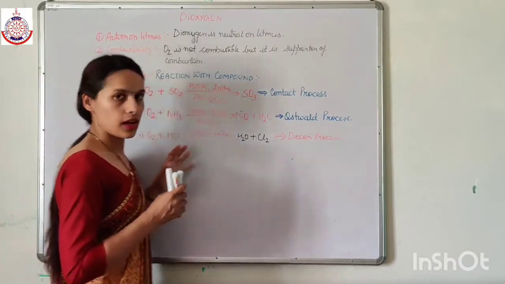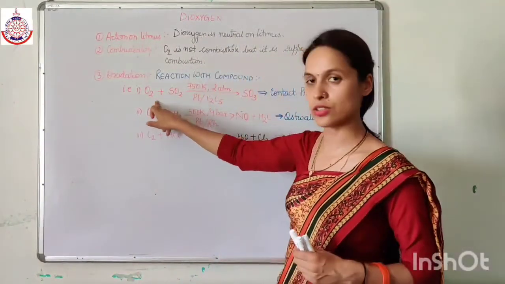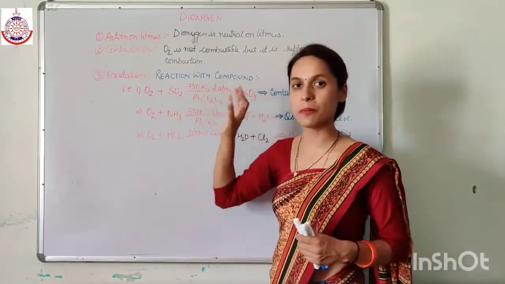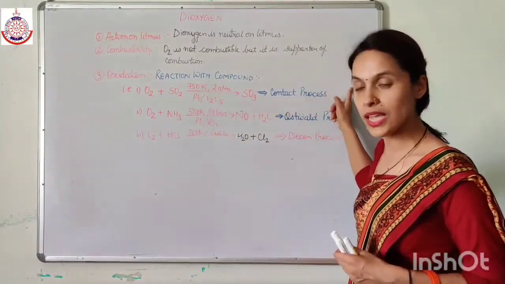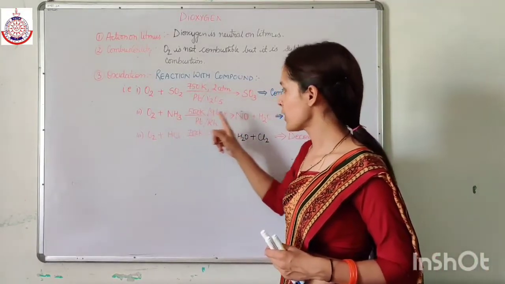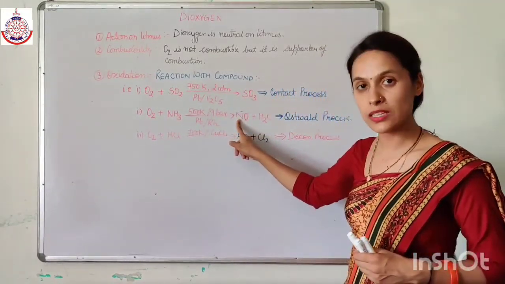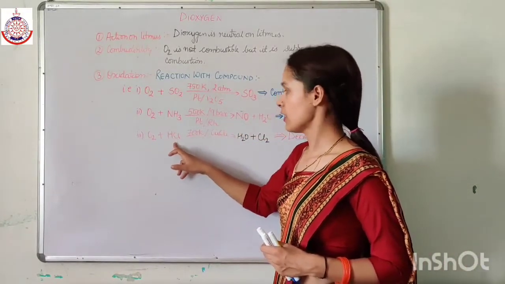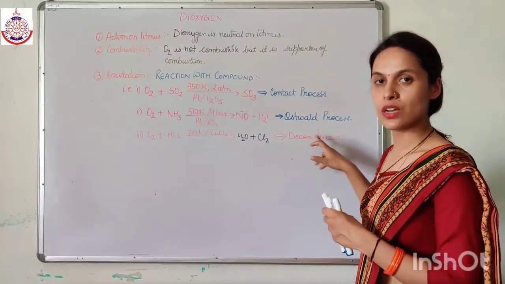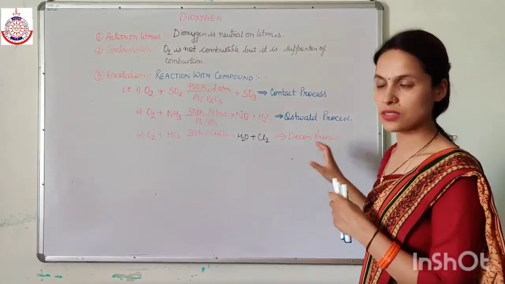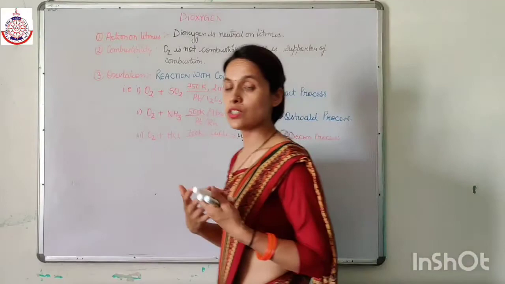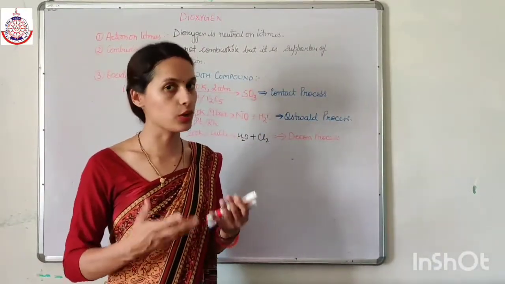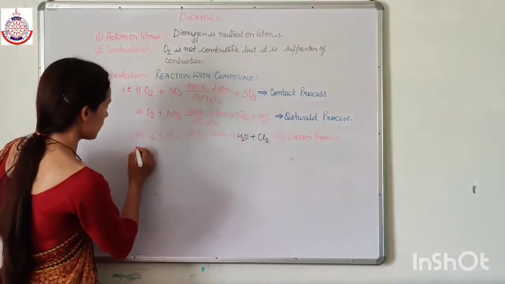So see how important dioxygen is. Dioxygen reacts with sulfur dioxide to form SO3, the base method for the preparation of sulfuric acid. Dioxygen reacts with ammonia to form nitric oxide, the base method for the preparation of nitric acid. Dioxygen reacts with HCl to form H2O plus Cl2, the base method of the Deacon process, which is used in the preparation of chlorine.